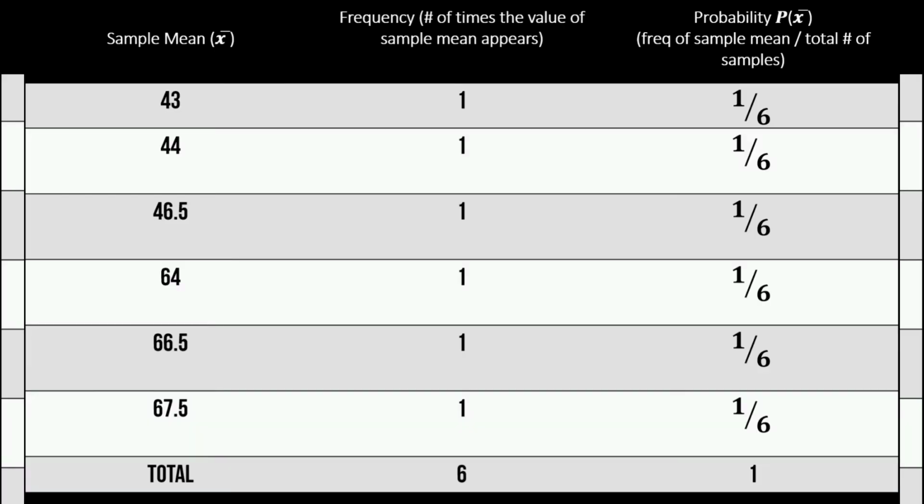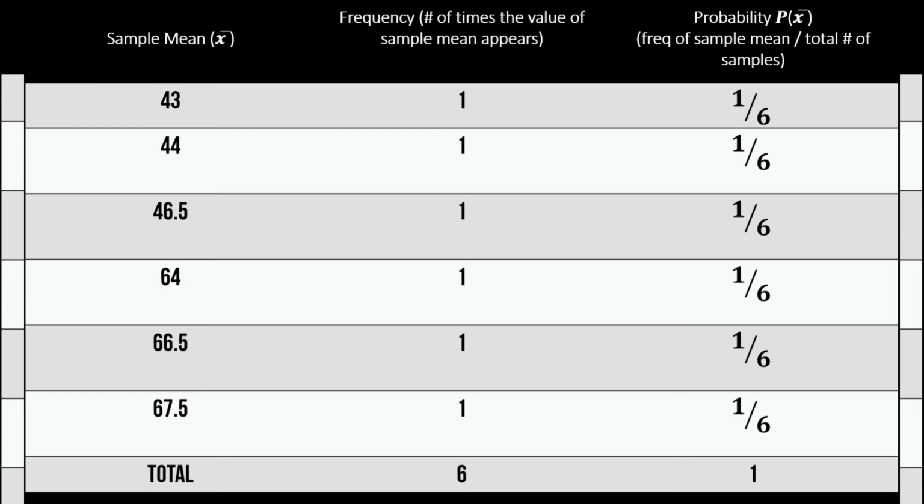Since we have obtained the sample means, we can proceed on constructing the sampling distribution of the sample means. The table shows the sample mean, its frequency, or the number of times the value of the sample mean appears, and its probability, which is the frequency of the sample mean over the total number of samples, which is 6. The table shown indicates a frequency of 6 and a probability of 1.